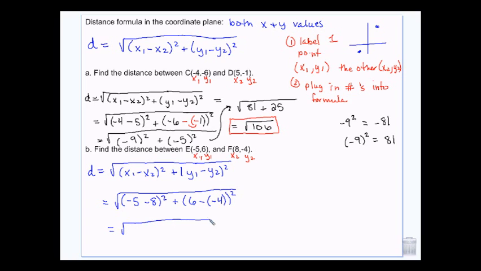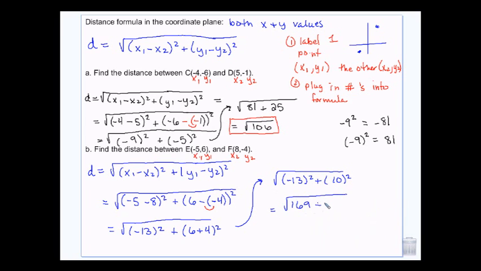So we have more space, so I'll take it a little further. -5 minus 8 is -13. 6 minus -4 becomes 6 plus 4. So (-13) squared plus 10 squared. 169 plus 100. So 269.